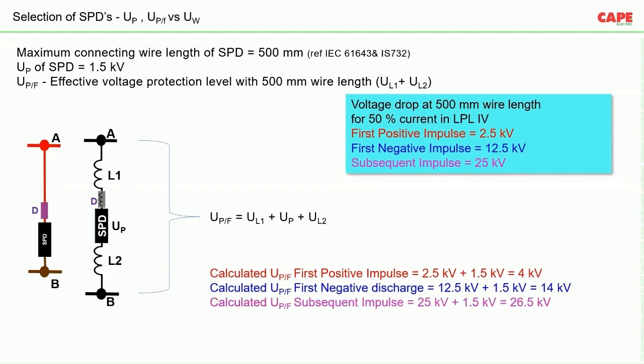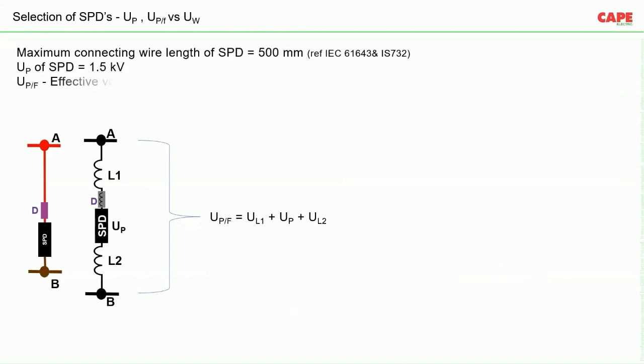So the effective voltage protection level, effective UPF, will be for the first positive impulse 4 kV. For the first negative discharge, it will be 14 kV. For the subsequent impulse, it will be 26.5 kV, which again is very high. So now we know that with an increase of wire length, we are going to have a very high UPF, and we have to reduce that as much as possible, as low as possible.